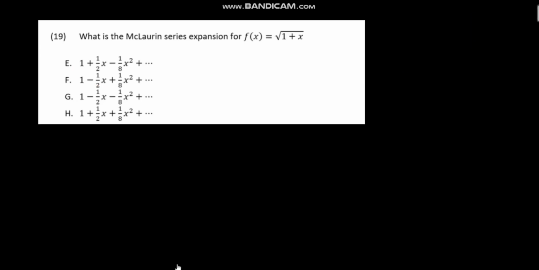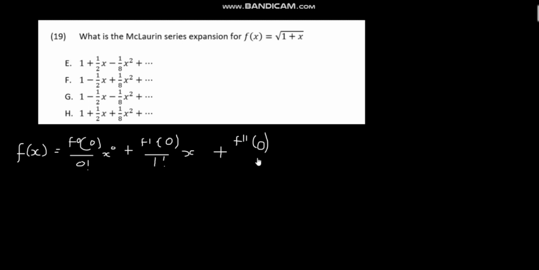Now, let's solve this question on the Maclaurin series also. It asks: what is the Maclaurin series expansion for the function f of x equals the square root of 1 plus x? So now I'll go ahead and write down the general formula for the Maclaurin series.